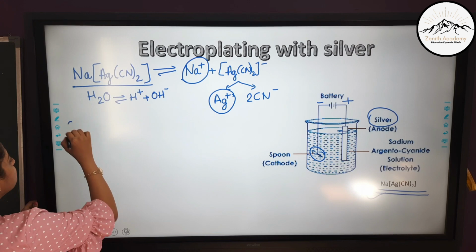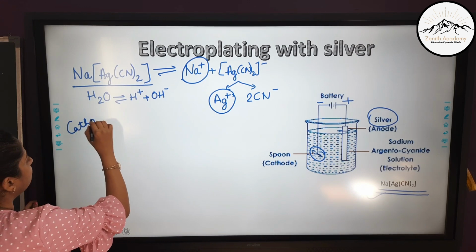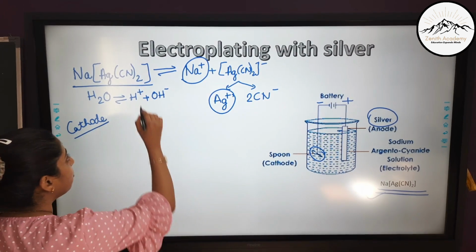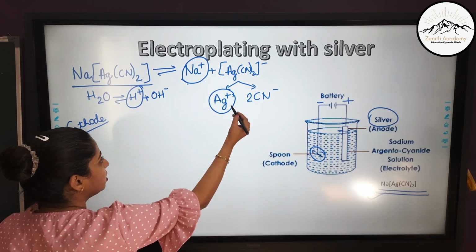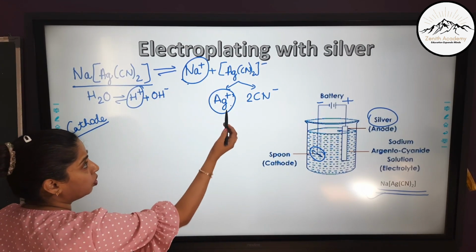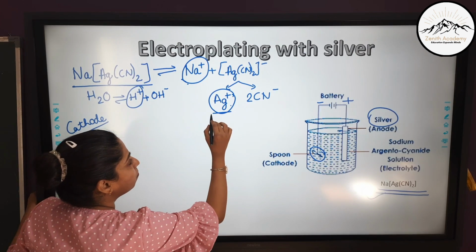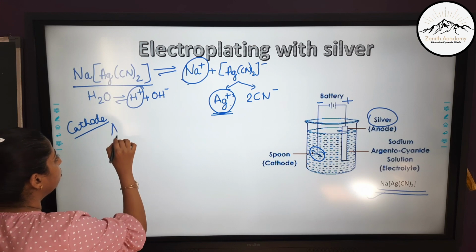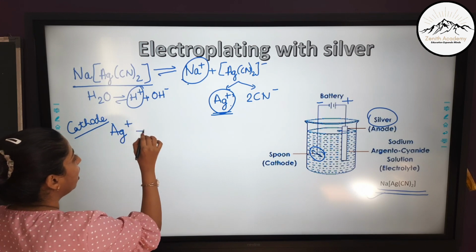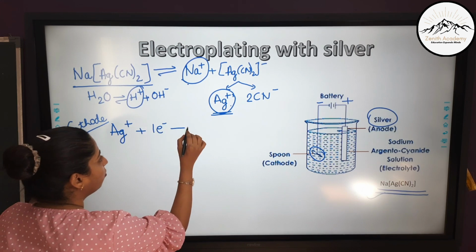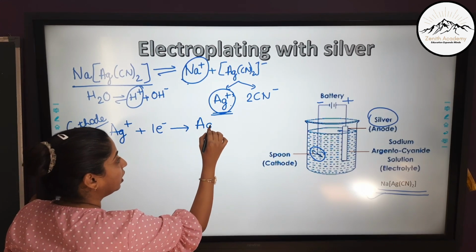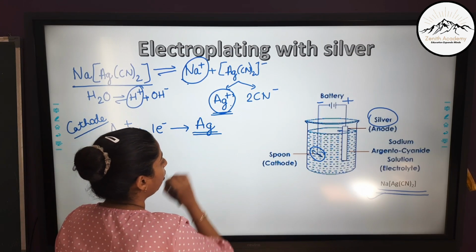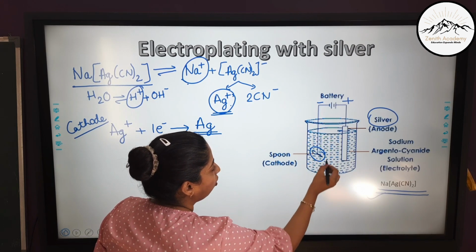Now let us see what happens at cathode. At cathode the positive ions will migrate because cathode is negative. So which are the positive ions? H+, Na+ and Ag+. Out of all 3 of them, Ag+ is the lowest in the electrochemical series, so this will get discharged. So this Ag+ will accept one electron and form silver metal, a neutral silver atom. So this atom of silver keeps on depositing on the spoon.